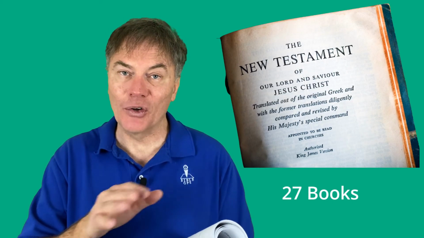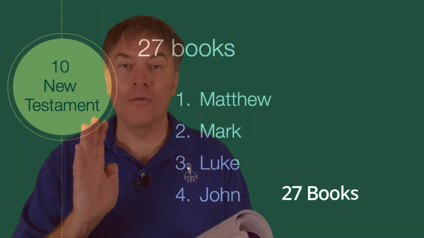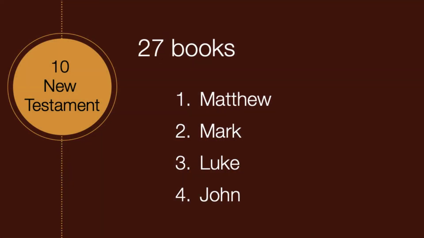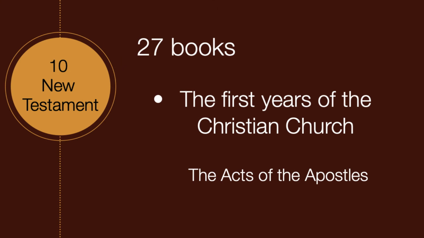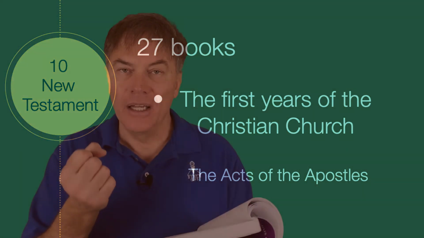Now the New Testament is comprised of 27 books, and they can be grouped in the following way. The first 4 books we call the Gospels because it's the good news. It is Matthew, Mark, Luke, and John. And then we have the book of Acts. Acts tells us about the formation of the church, the birth of the church. It is about the history of the church, the book of Acts.